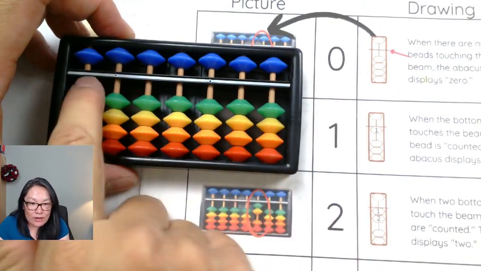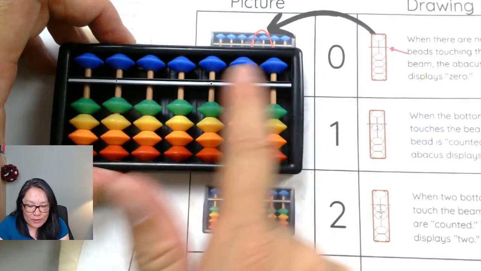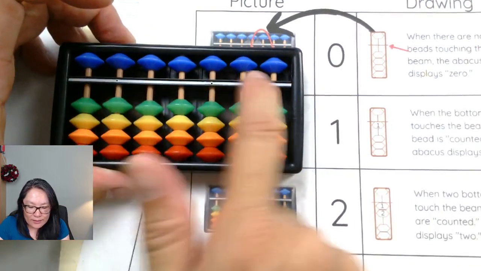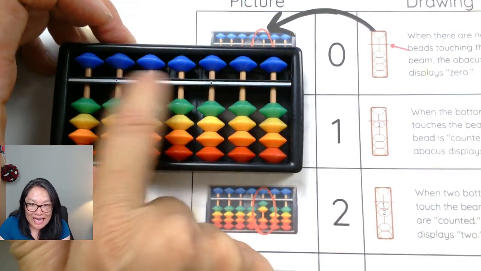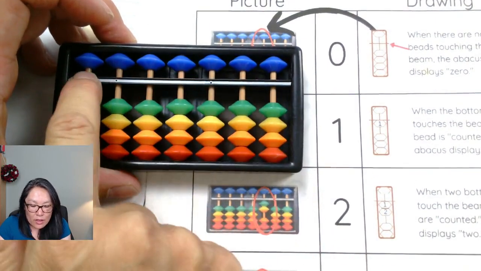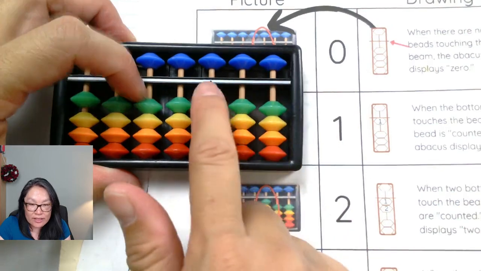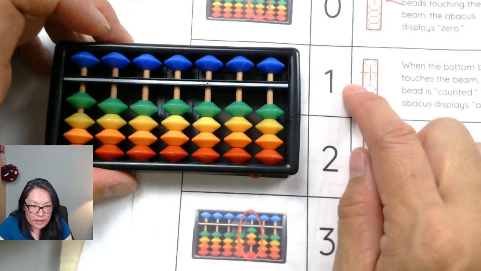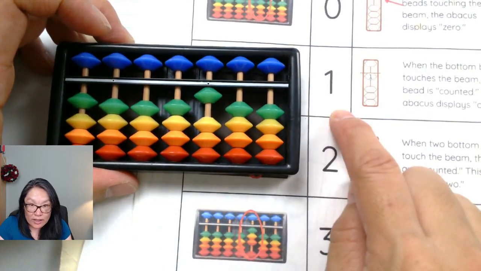Okay, this is 0. What does this mean? When the beads are touching nothing, the beads are not touching this horizontal bar. This line right here is the horizontal bar. Because none of the beads are touching, this is 0. So what we're going to do is add the 1. We add the 1 and then we have 2.